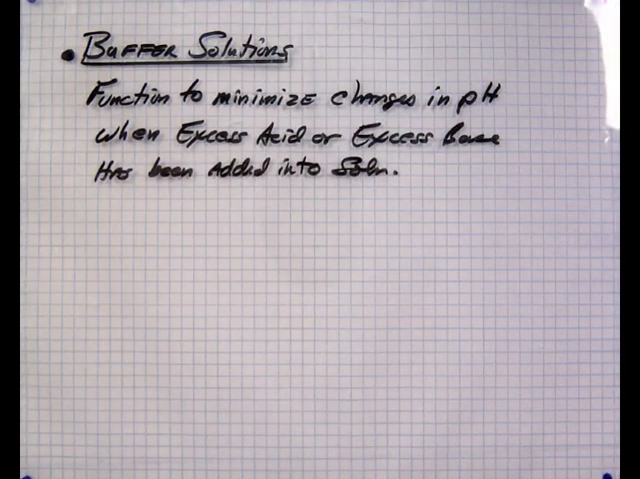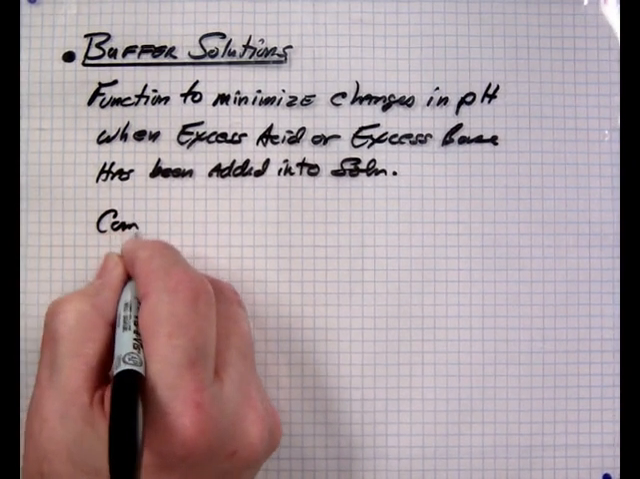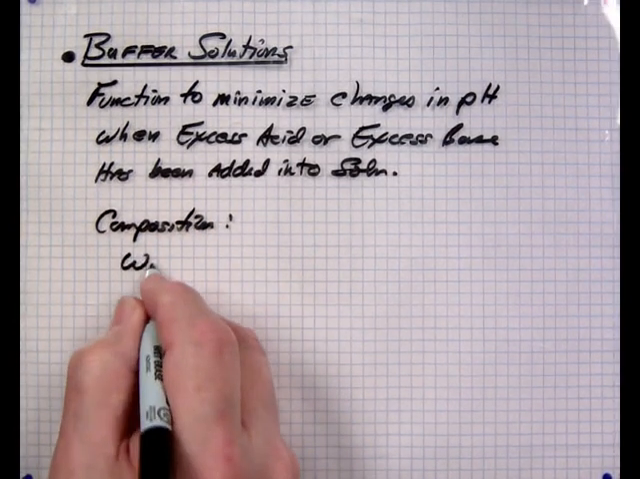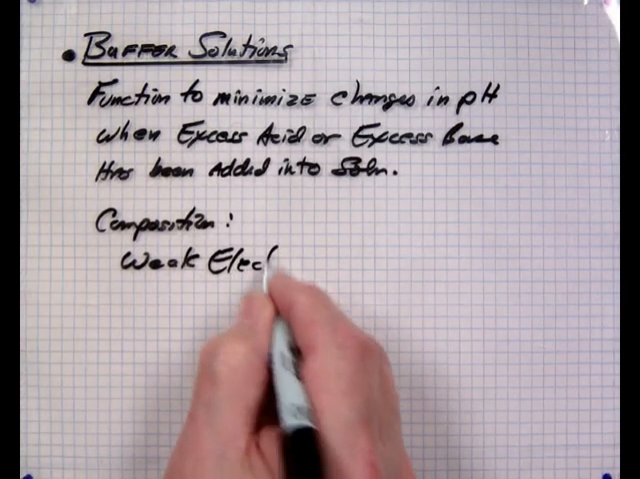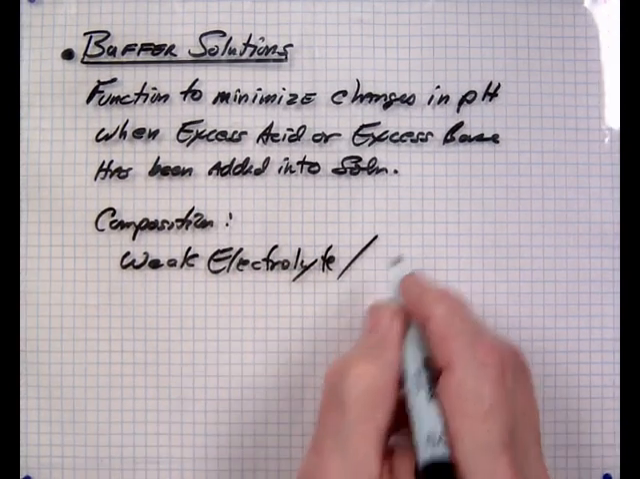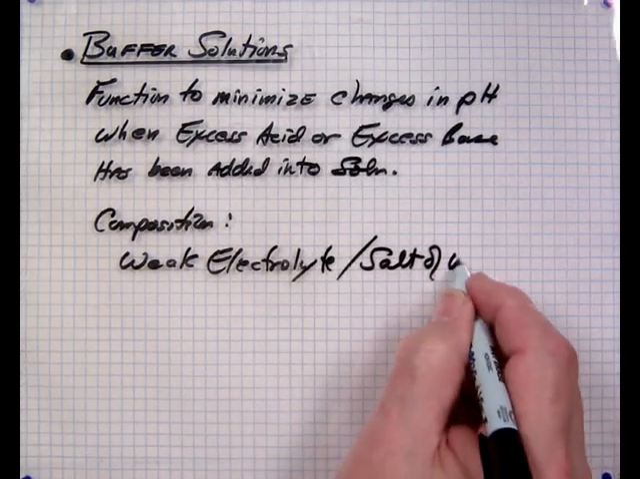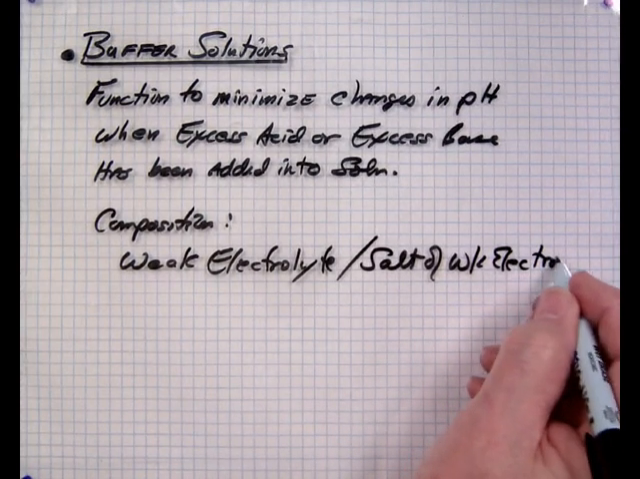The composition of a buffer system, generically, is a weak electrolyte along with a salt of the weak electrolyte.